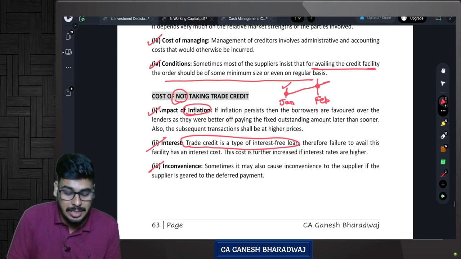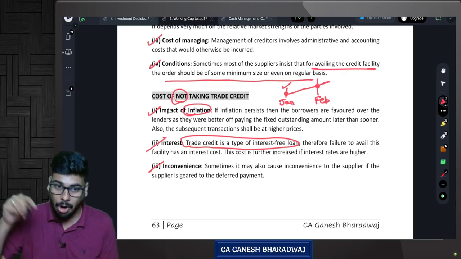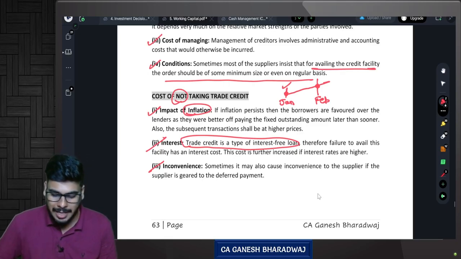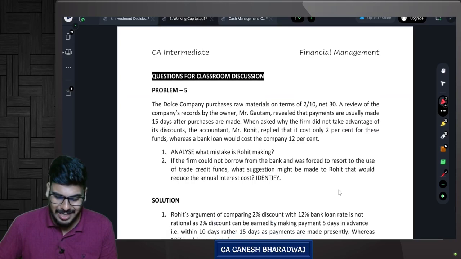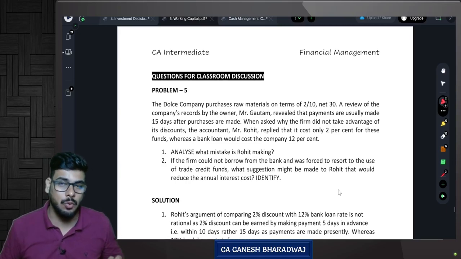See how they have used this double negative. Cost of not taking credit, which means benefit of taking credit. Are you clear with this? That is what they have mentioned. Now in this segment, generally the problem arises with respect to cash discount.